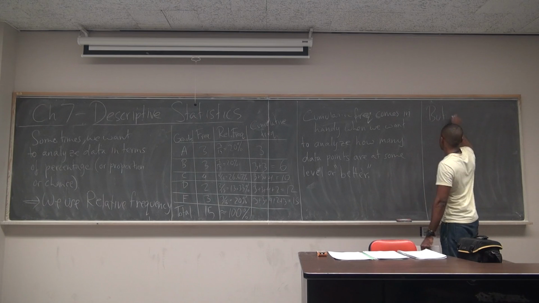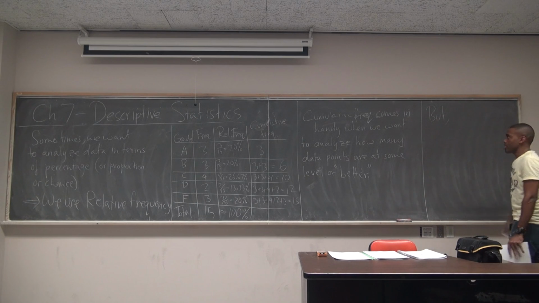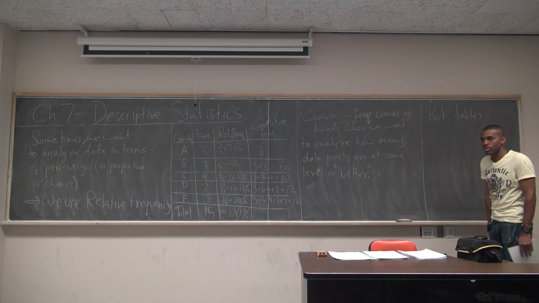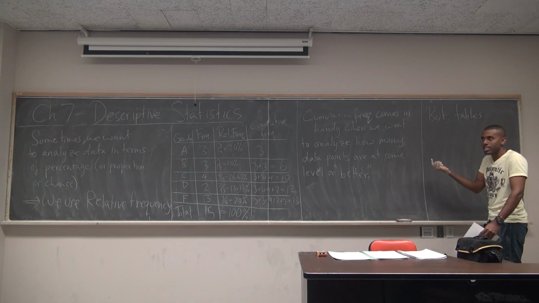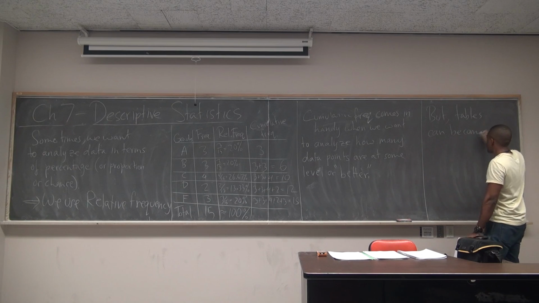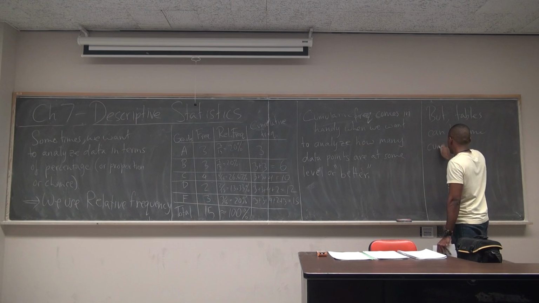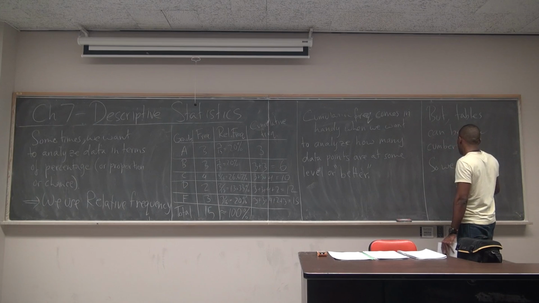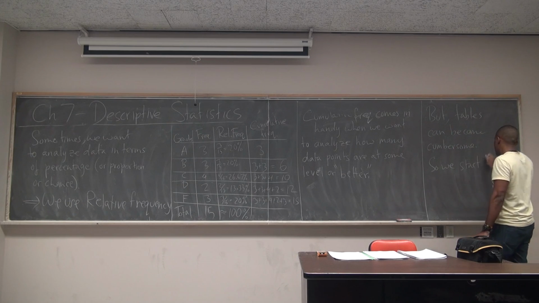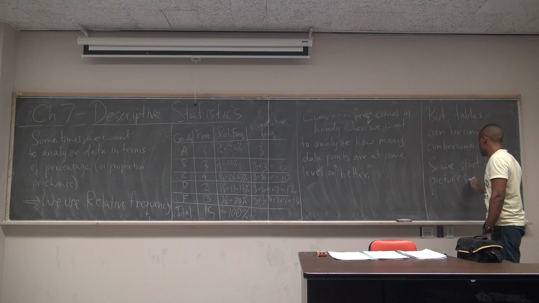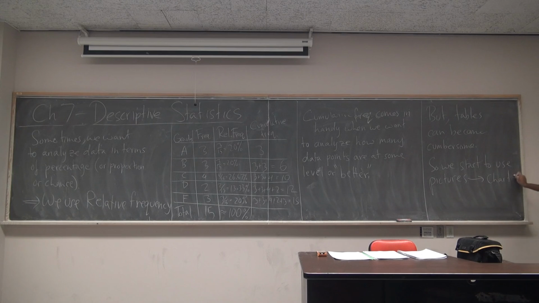But it won't take you long to realize that tables can become cumbersome. If I'm looking at thousands of data points, I give you a table with 1,000 rows in it and 6 columns. It starts to get daunting after a while. So eventually we start to use pictures, because everyone loves pictures. By pictures I mean charts, graphs, etc.